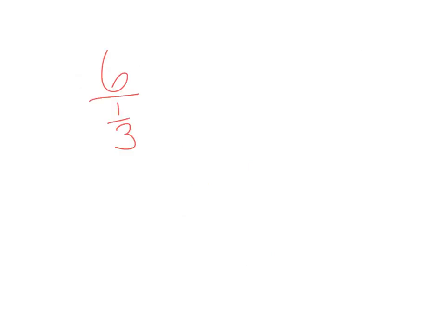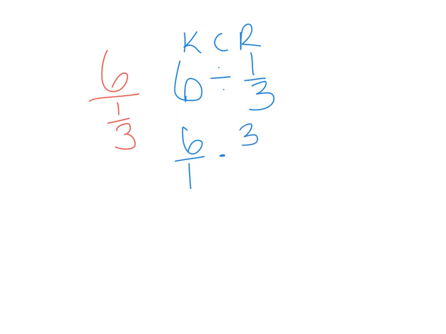So for here, we have 6 divided by 1/3. 6 over 1/3. So 6 divided by 1/3. Keep change reciprocal. 6 over 1 times 3 over 1. 6 times 3, 18 over 1 equals 18.